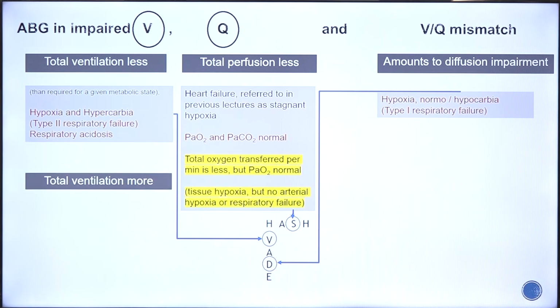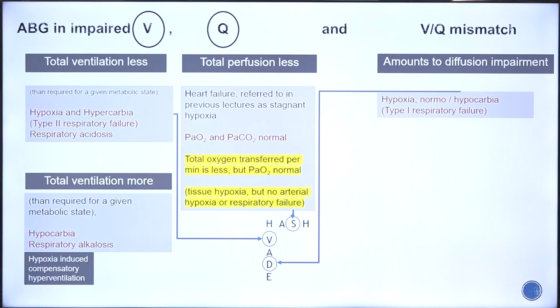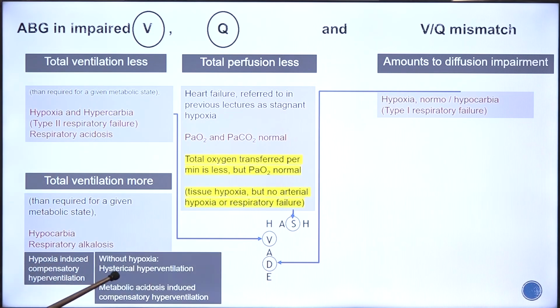Just to complete the picture, when total ventilation is more than required for a given metabolic state, arterial PCO2 would go down, leading to respiratory alkalosis. If this increase in ventilation is induced by hypoxia, that will be hypoxia. However, there are some cases where hyperventilation can occur in the absence of hypoxia, as in hysterical hyperventilation or metabolic acidosis. In these cases, there is not only hypocarbia, there can also be hyperoxia.